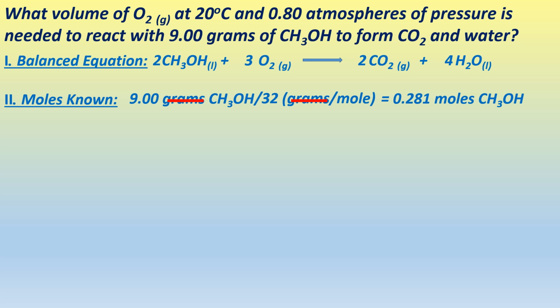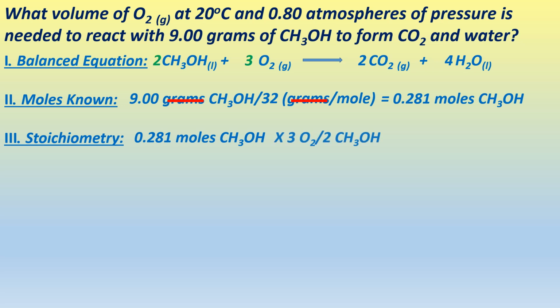The third fundamental, once one has one's known, one goes to the balanced equation to find the unknown. In this case, I have 3 oxygens for every 2 CH3OH, which means 0.281 moles of the methanol, CH3OH, would require 0.422 moles of oxygen to completely react.